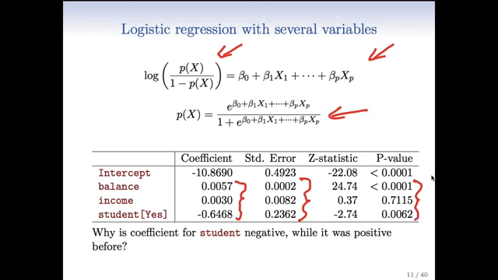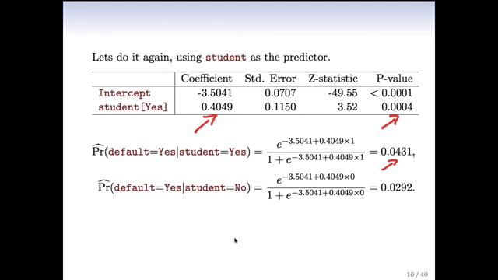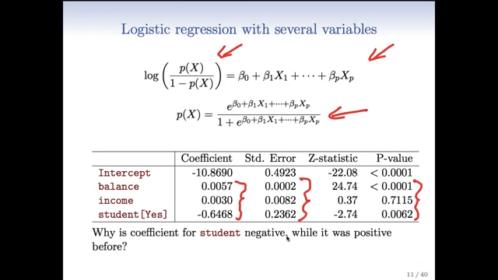But here's something rather striking. We notice that the coefficient for student is negative, while it was positive before. So before, when we just measured student on its own, it had a positive coefficient. But when we fit it in the multivariate model, the coefficient's negative. Do you think this is an error, Rob? I don't think so. So how could that happen?